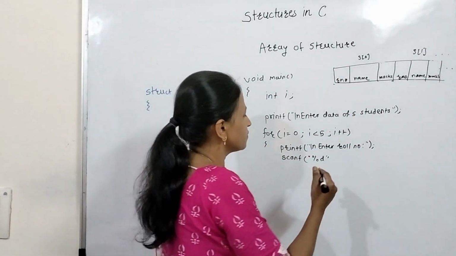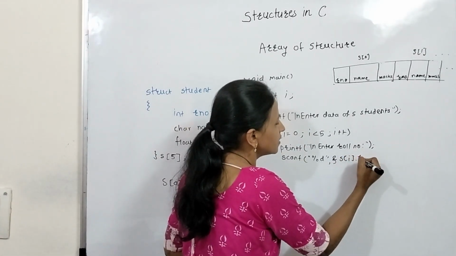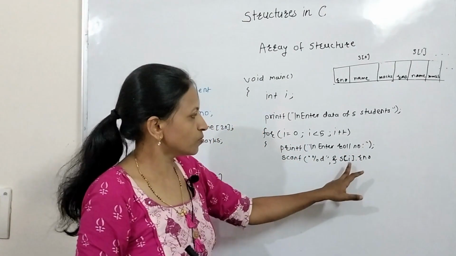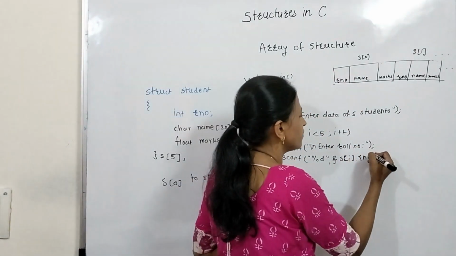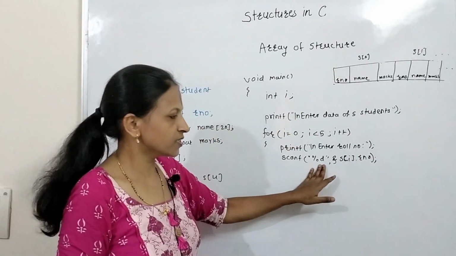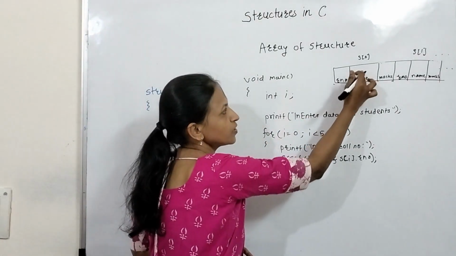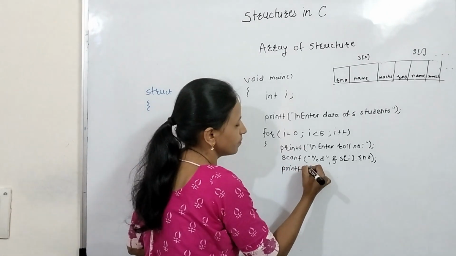Then we will accept it here like ampersand S of I dot rno. Why? Because I is initially 0. That means S of 0 dot rno, that is nothing but this place. Here that roll number will get stored because of this scanf statement, whatever the user enters. Now in the same way we have to store the name, like printf enter name.